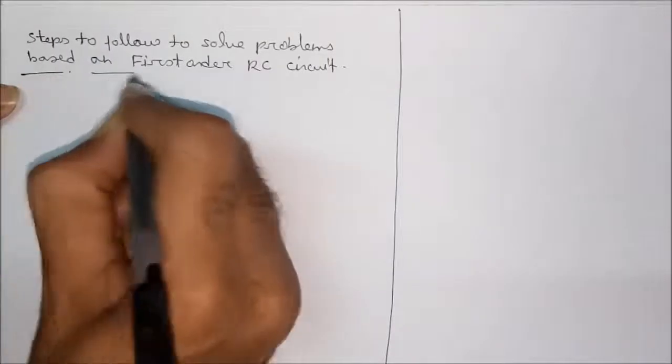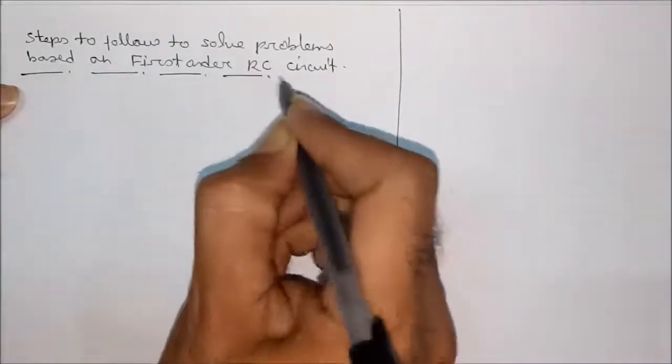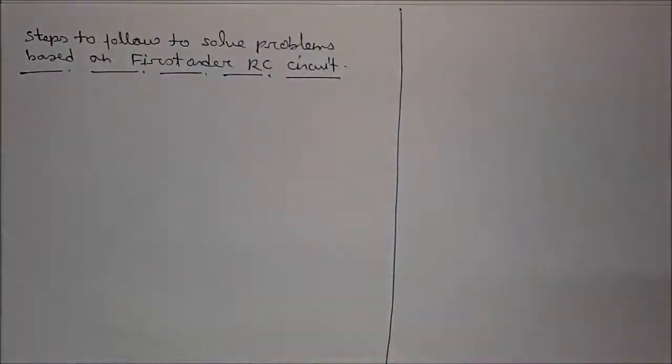Never bother about whether it is source free or with sources, and you don't have to remember different formulas for all that. Don't ever try all these things. Just always try to develop a general approach which you can apply in any type of problem based on RC circuits. But the limitation is that it's valid only for the first order circuit. If the order of the circuit is not first, then don't ever try to apply such approaches.